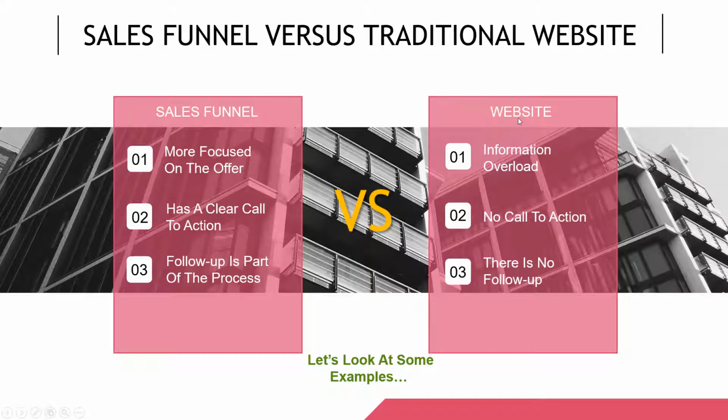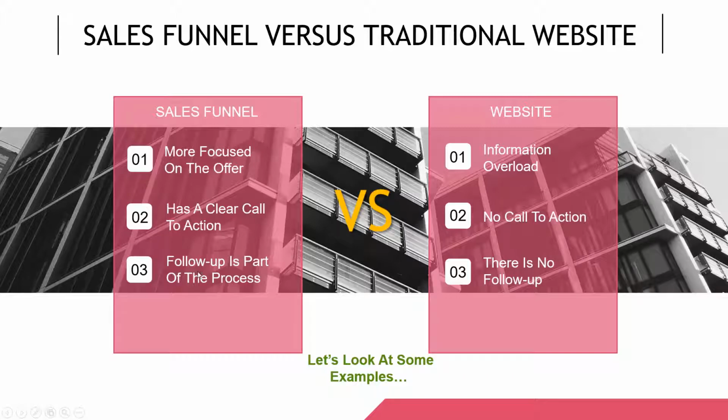With a traditional website, it's just information overload. With the sales funnel, there has to be a clear call to action: there's an offer, and in order to get the offer, you have to leave your name and phone number, or your name and email address, or all three, and then you click the button and you get the offer. But with a website, there's usually not a lot of call to action.